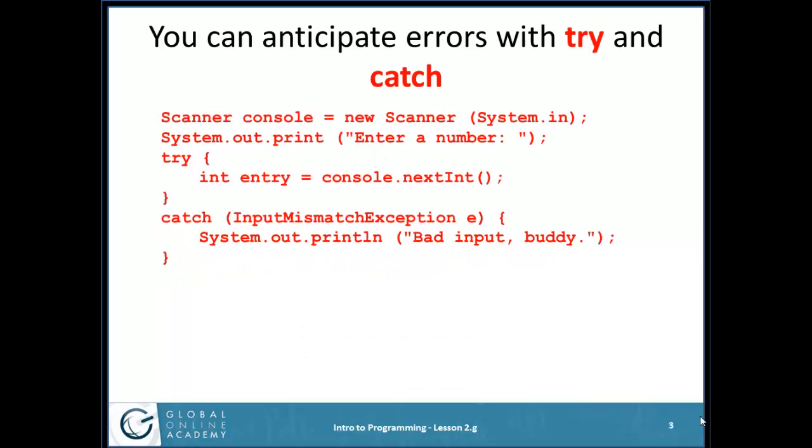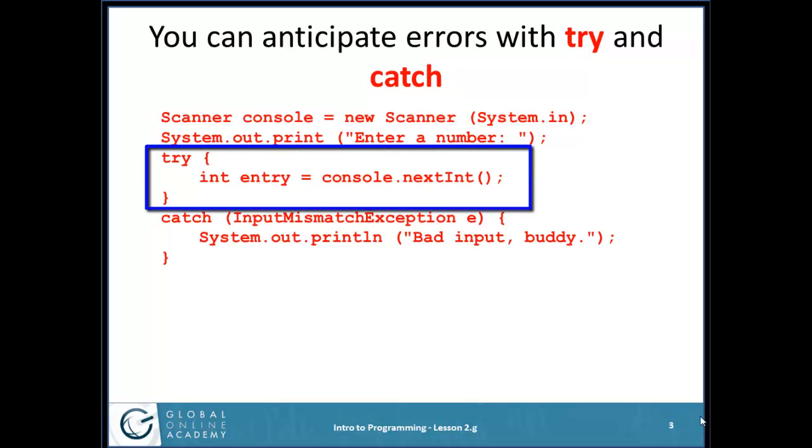You might be able to anticipate the type of errors that a user would commit. If you do that, you can put the statements that might contain an error inside a try block. Here I've got the same statements that I had before. Scanner console is a new scanner. Print out, enter a number, and then the line that might cause problems. Int entry equals console.nextInt. But notice I have now enclosed it inside a block of code. It's got the braces that has the word try in front of it.